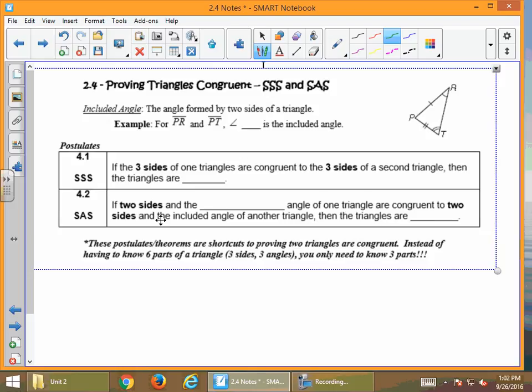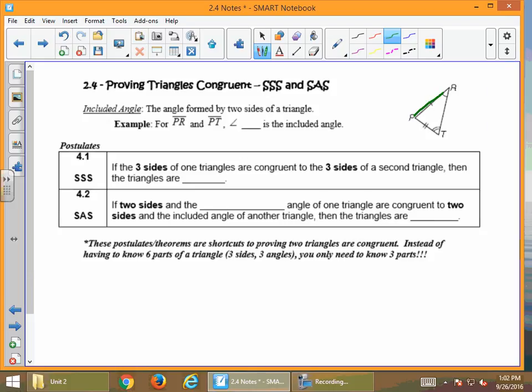If we look at this diagram here, let's get an example. We have this side and this side, right? And they're marked. That has two tick marks. That has one tick mark. What angle is in between those two sides, those two tick marks? What is it? Angle P. That means angle P is our included angle. It's in between those two tick marks.